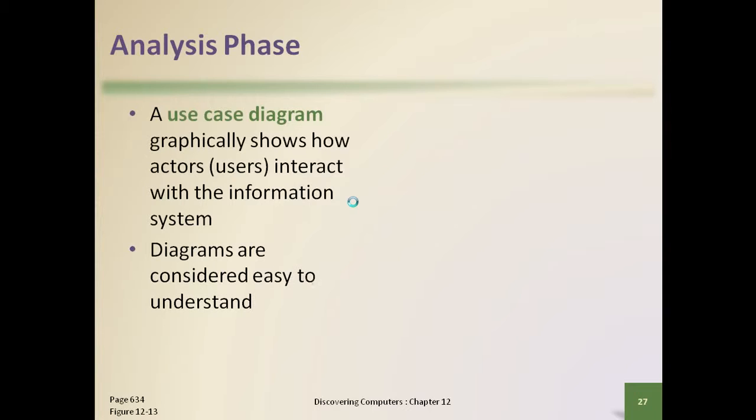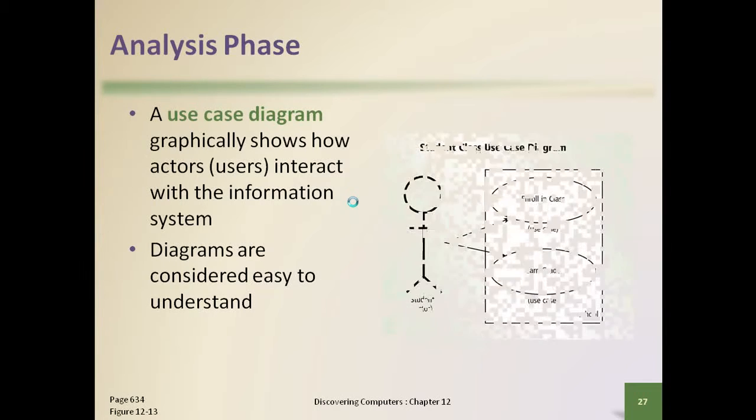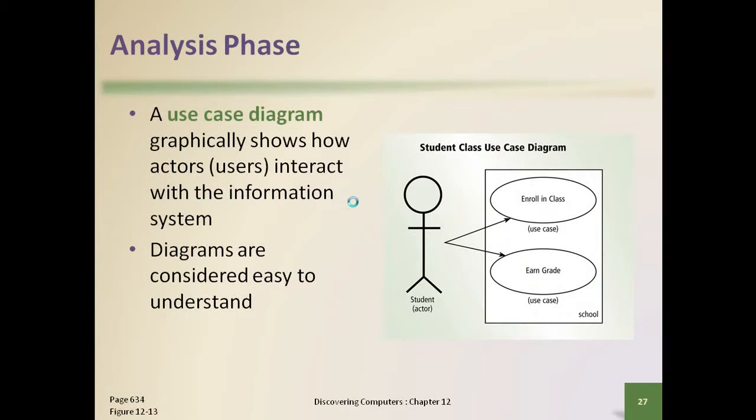A use case diagram graphically shows how actors or users interact with the information system. Diagrams are considered easy to understand. Use case diagram itu digunakan untuk menggambarkan bagaimana seorang aktor atau user berinteraksi dengan sistem informasi. Ini adalah aktornya, di sini aktor atau usernya adalah student, siswa. Dia enroll in class, ini use case. Dia enter grade, ini use case juga.